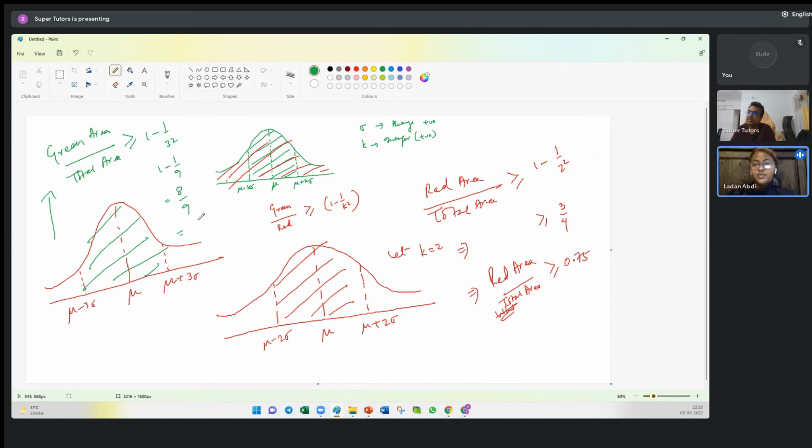I think it's somewhere around 88.88, yeah, 0.8888 or 88.88 percent, whatever. So this green area as a percentage of the total area under the curve is minimum 88.88%, it is actually greater than or equal to 88.88%. Make sense? Yeah. Very clear now.